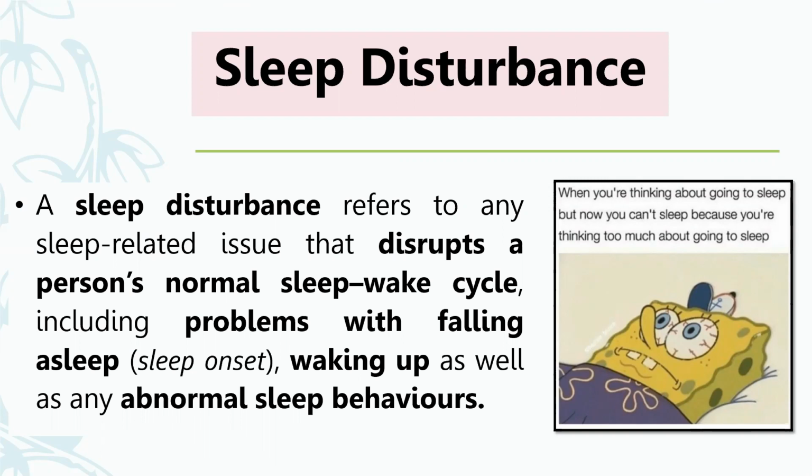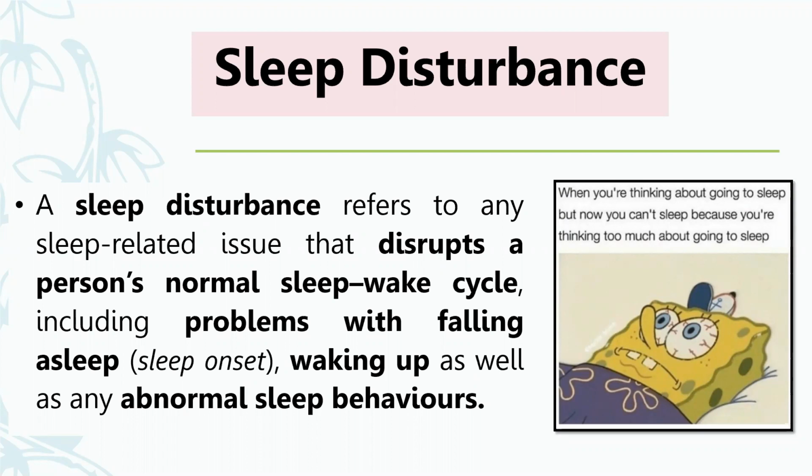What that means is that a person might have problems with falling asleep, they might have problems with waking up, or they might have abnormal sleep behaviors. For example, they toss and turn a lot when they go to bed, they can't sleep properly, or they sleepwalk, or sleep talk a lot, or grind their teeth while they sleep. Snoring is another example of a sleep disturbance. We're not going to learn all of these in this chapter, but they are general sleep disturbances that all of us are quite familiar with.